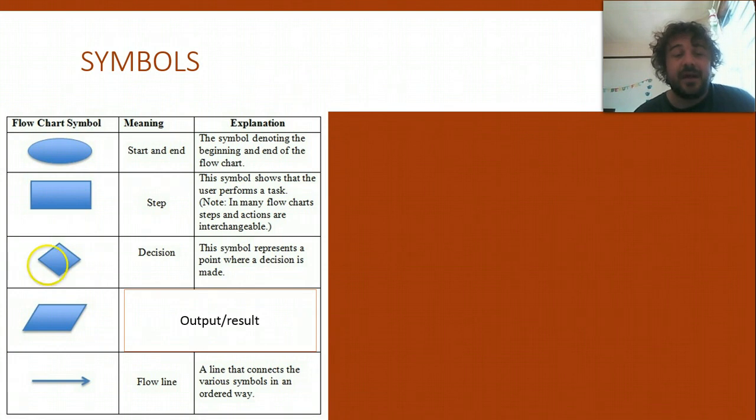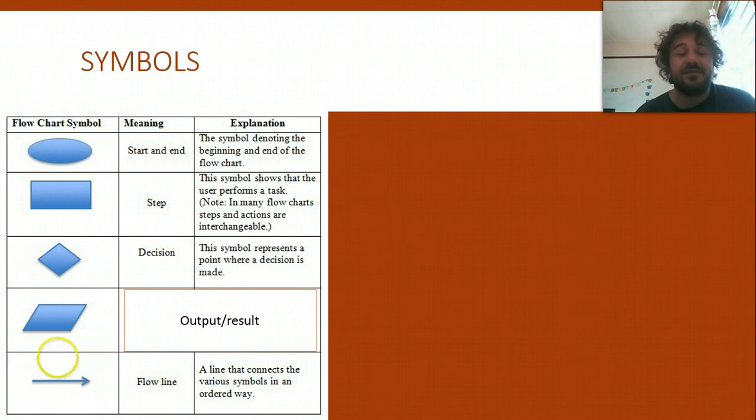Here we have the rhombus or trapezoid. I'm not sure, I can't remember. For this shape, this is where we put an output or a result. So if something happens and it now leaves the flowchart, it goes into the rhombus or trapezoid.